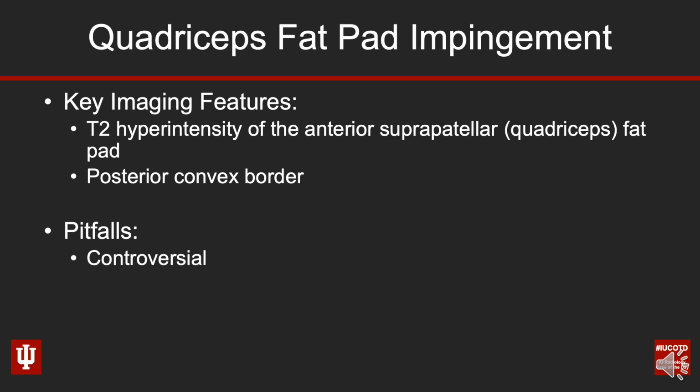So to sum it all up, quadriceps fat pad impingement can be a cause of anterior knee pain and can be seen with T2 hyperintensity and edema of the fat pad, which causes bulging and convexity of the posterior fat pad border. It's a bit controversial, but when the patient is experiencing knee pain in the absence of other findings, I'd be hard-pressed to not make the call.